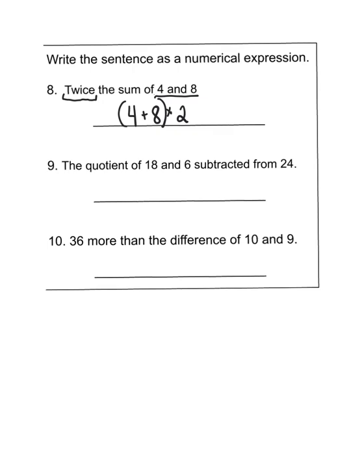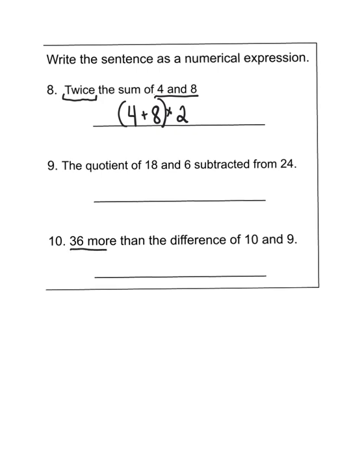Question 9, the quotient. Do you know what a quotient is? The quotient of 18 and 6 subtracted from 24. So we're going to take the quotient of 18 and 6 and then subtract that from 24. Write an expression that does that.